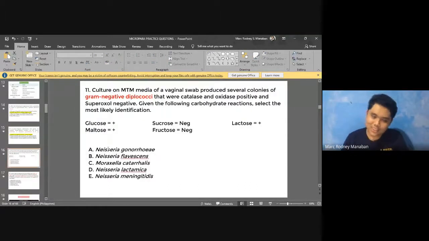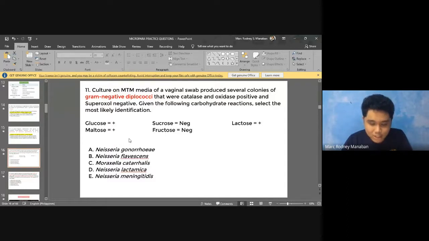Case study. So, gram-negative diplococci were obtained. Alright. So, gram-negative diplococci, all of them are the same. Next, let's look at superoxol negative. Superoxol negative, so you can eliminate Neisseria gonorrhoeae, because remember that Neisseria gonorrhoeae is superoxol positive. So, since N. gonorrhoeae is superoxol positive, it is eliminated.